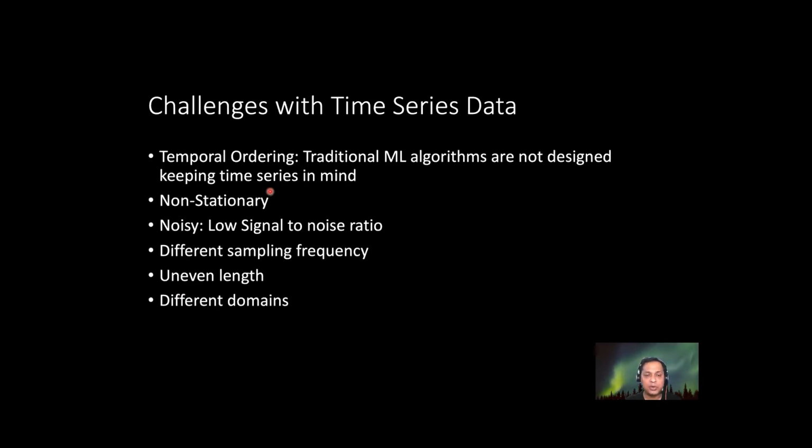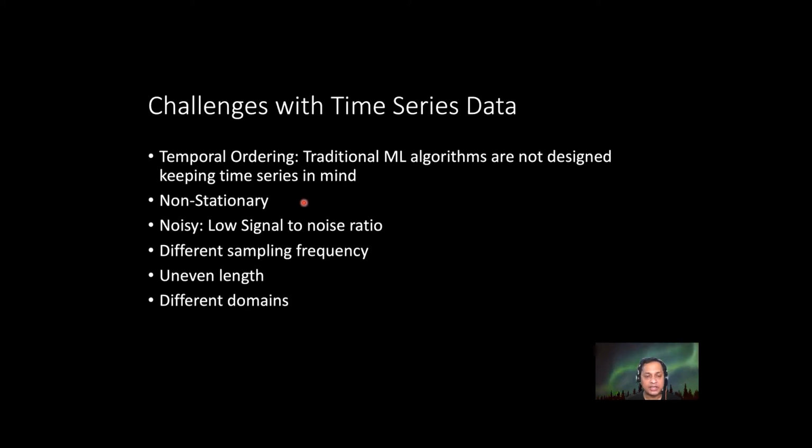Now, the most important characteristic of time series brings the biggest challenge, the temporal ordering. Traditional machine learning algorithms are not designed keeping time series data in mind. So if I feed a series of numbers representing a time series to a machine learning algorithm, probabilities are very high that the algorithm will not be able to decode the information hidden inside that temporal ordering.